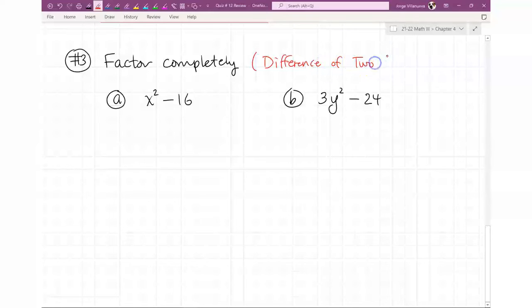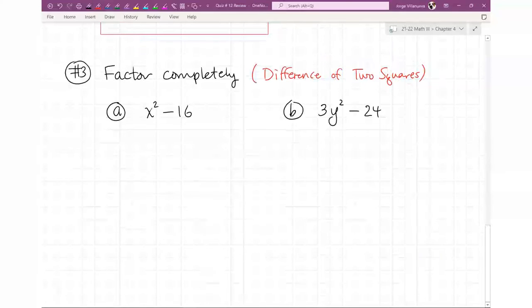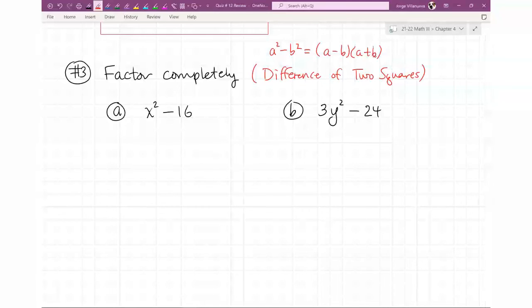Difference of 2 squares. The trick to these is if you have an a squared minus b squared, you get to a plus b, a minus b. But remember, we're supposed to get to that point, right? We got to figure out what is my a term, what is my b term. So the way I taught you guys to do this was like this. Something squared minus something squared.